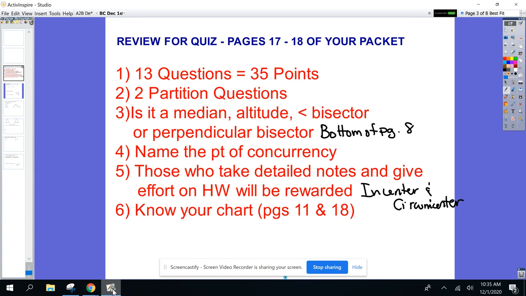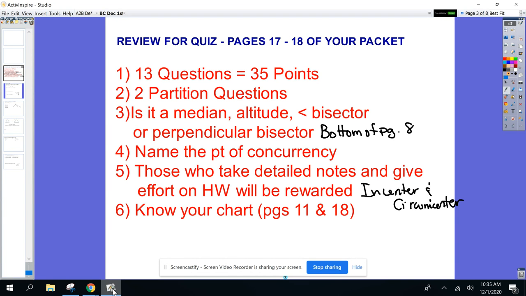Also, there's going to be six questions where I draw a diagram, and I'm going to say, is this segment a median, altitude, angle bisector, or a perpendicular bisector? If you want something similar to it, look at the bottom of page 8 of your packet. I think we did 4 examples of that. But there'll be 6 of them on tomorrow's quiz. So take a look at the bottom of page 8 if you want to know what I'm talking about.